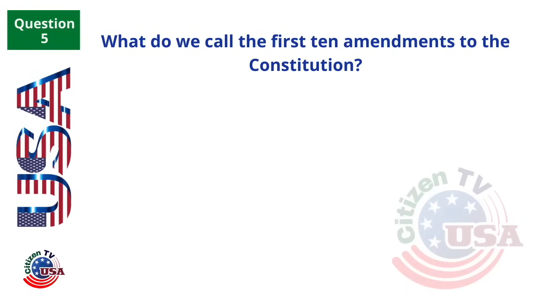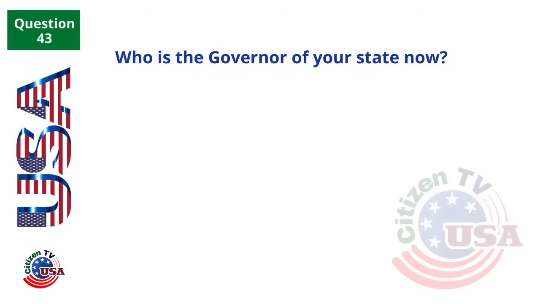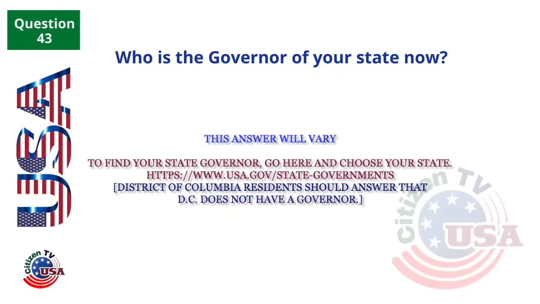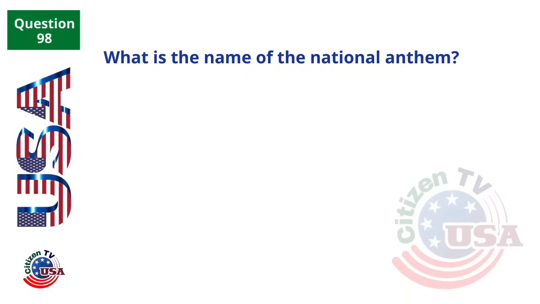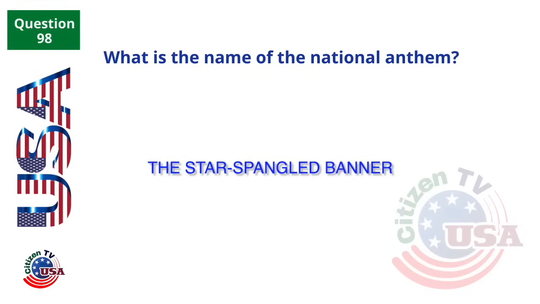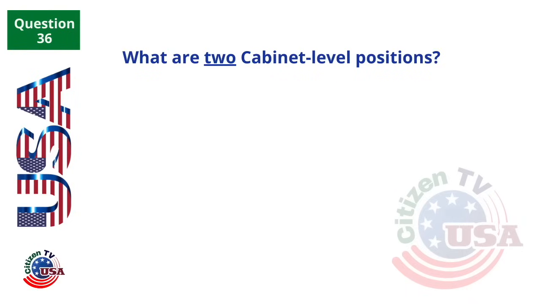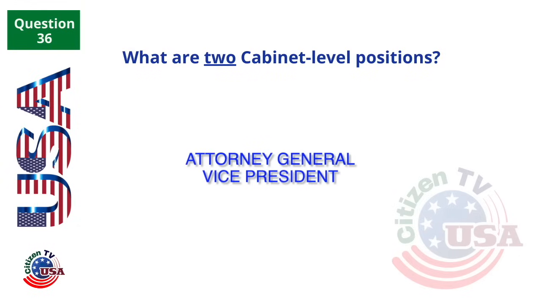What do we call the first 10 amendments to the Constitution? The Bill of Rights. Who is the governor of your state now? What is the name of the national anthem? The Star-Spangled Banner. What are two cabinet-level positions? Attorney General. Vice President.